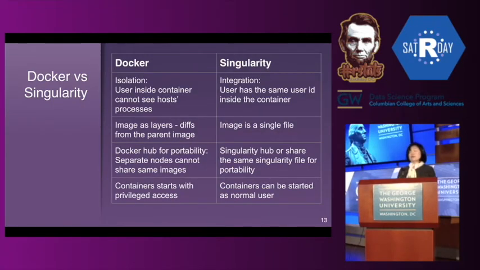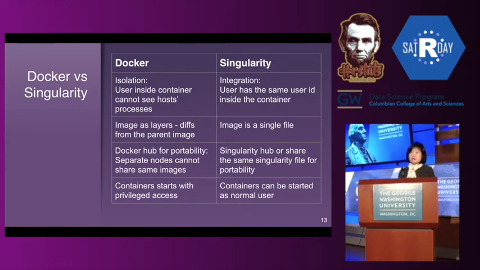There are a lot of similarities between Docker and Singularity because they are both containers, but there are also differences due to the target user space that they are trying to focus on. Docker is trying to have isolation. So basically, the containers are independent of each other. They cannot see each other, and if one container gets hacked, it won't affect the others. And the user inside the container cannot see the host process.